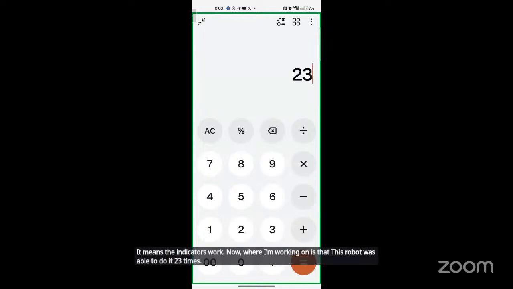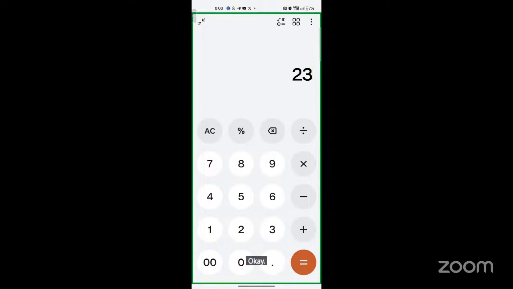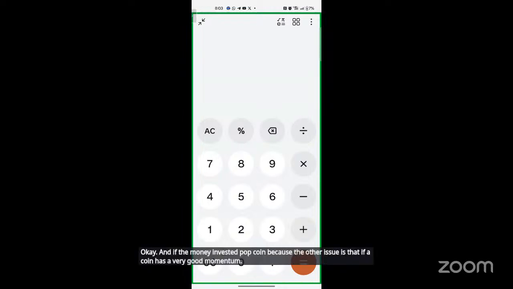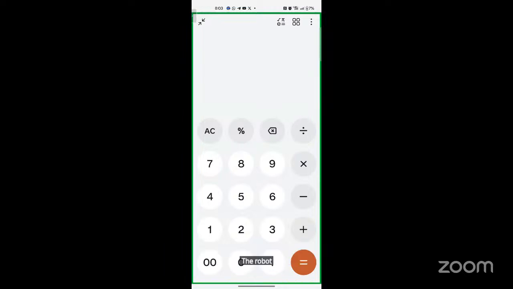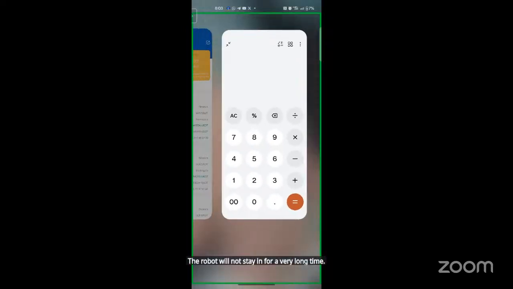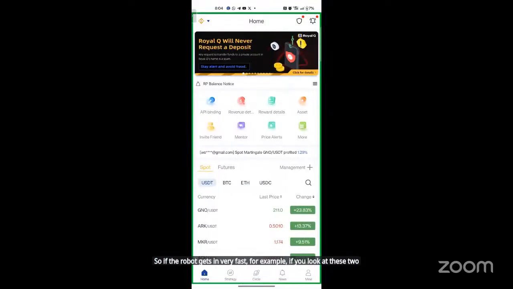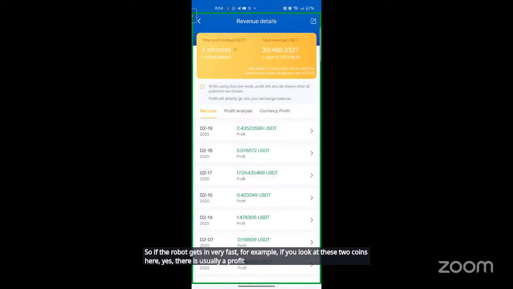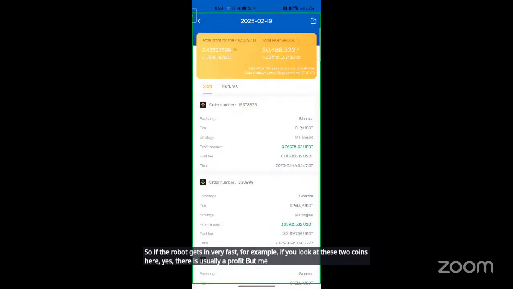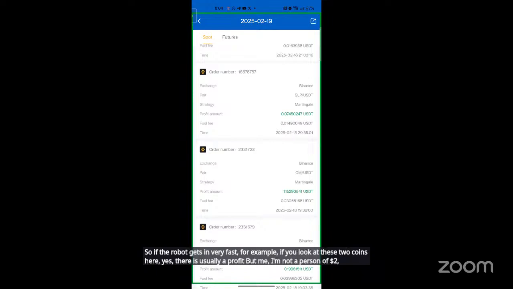Okay. And the money invested per coin, because the other issue is that if a coin has a very good momentum, the robot will not stay in for a very long time. So if the robot gets in very fast, for example, if you look at these two coins here, yes, there is usually a profit, but I'm not a person of $2, $3. Yeah, I'm a person because I keep on testing different strategies.